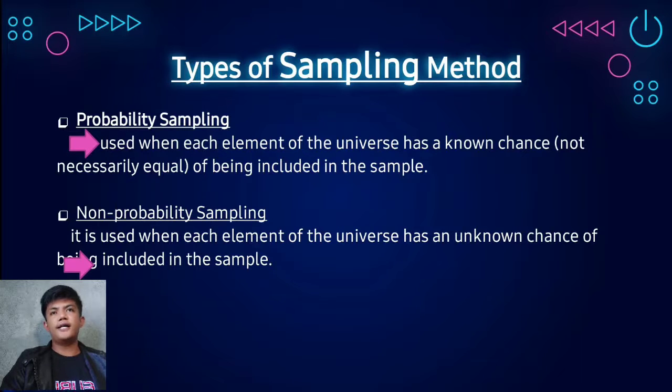Meaning it can be in the definition of this probability sampling. If the sample of the populations is more than 30, we can say it is probability sampling. But when it is lower than 30 sample of the population, it can be the non-probability sampling method. Okay, the non-probability sampling method is used when each element of the universe has an unknown chance of being included in the sample.